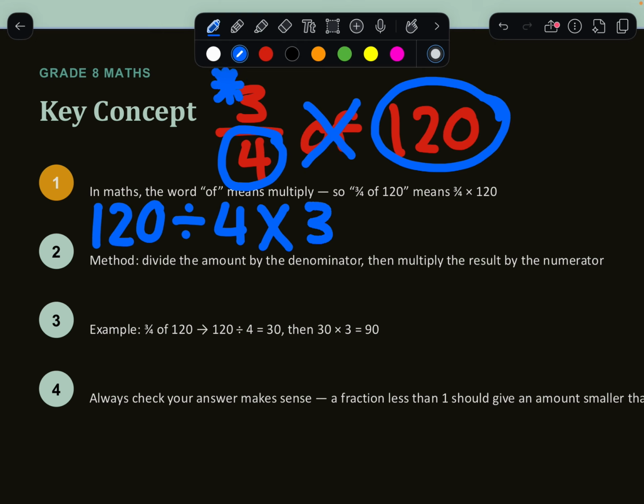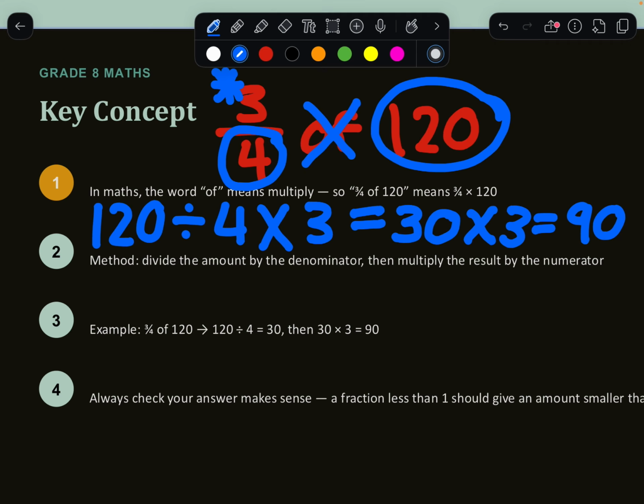So in this case, 120 divided by 4. So 12 divided by 4 is 3, so that's 30. Times by 3, which would give us 90 then. So that is your answer for that one. So 120 divided by 4 times by 3 gives you 90.